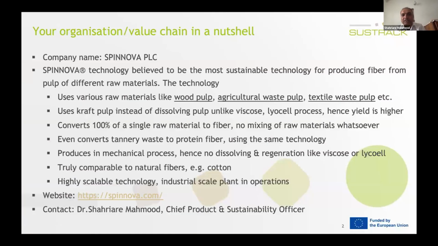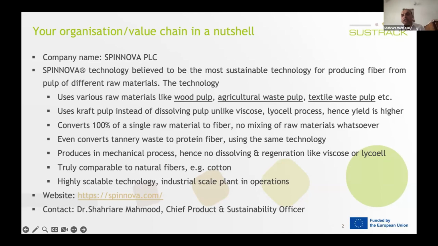First of all, I try to list what the technology is about in a nutshell. We believe that this is the most sustainable technology for producing man-made cellulosic fiber at the moment, because we produce it through a very mechanical process, unlike the dissolving and regeneration process. We take different kinds of raw materials, like wood pulp, which viscose and lyocell processes typically use. We have also seen that agricultural waste-based pulp or textile waste-based pulp work well in Spinnova technology. One thing to note is that we can use kraft pulp, the raw form of pulp, instead of the dissolving pulp, which is needed for the viscose and lyocell process.